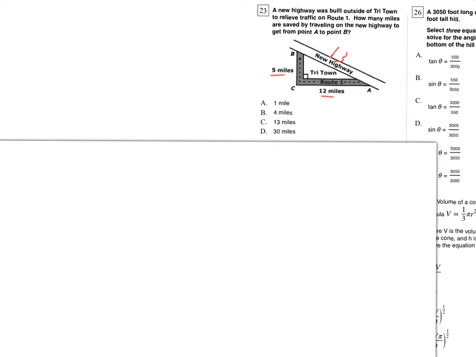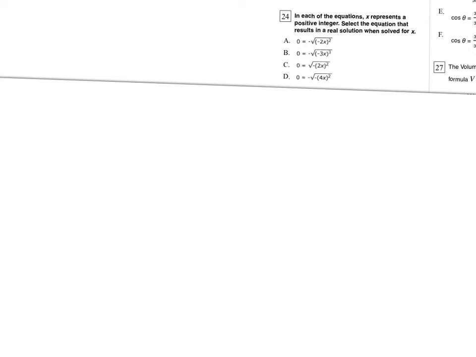But remember that the question here was how many miles are saved. So if I took the old route, then that would be 17 miles. And the new one's only going to take 13. And how I got that 17 is I just added 12 plus 5 because that's the route you would have to take. And so I actually only save 4 miles.